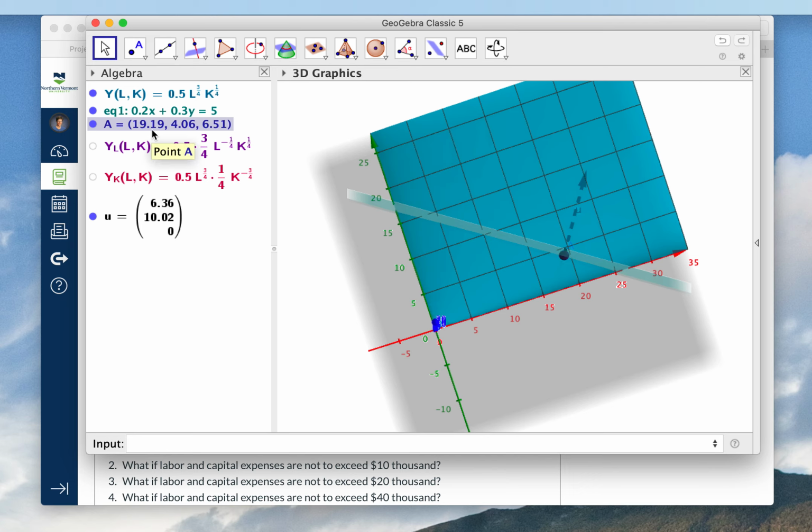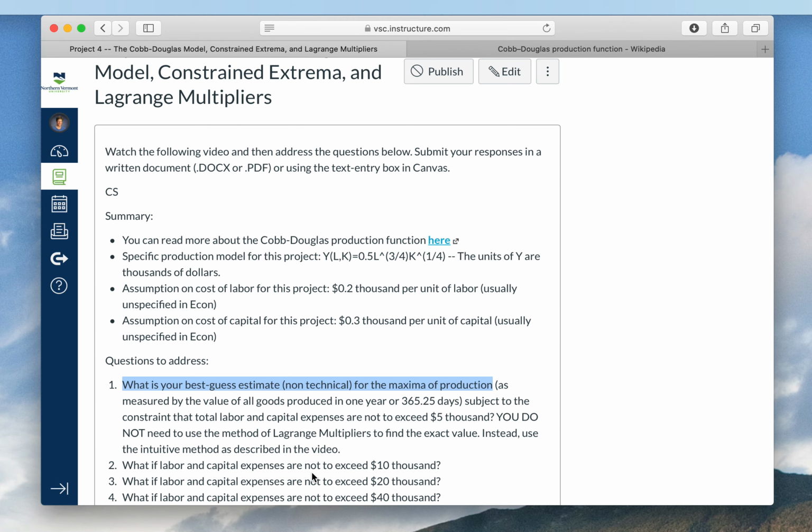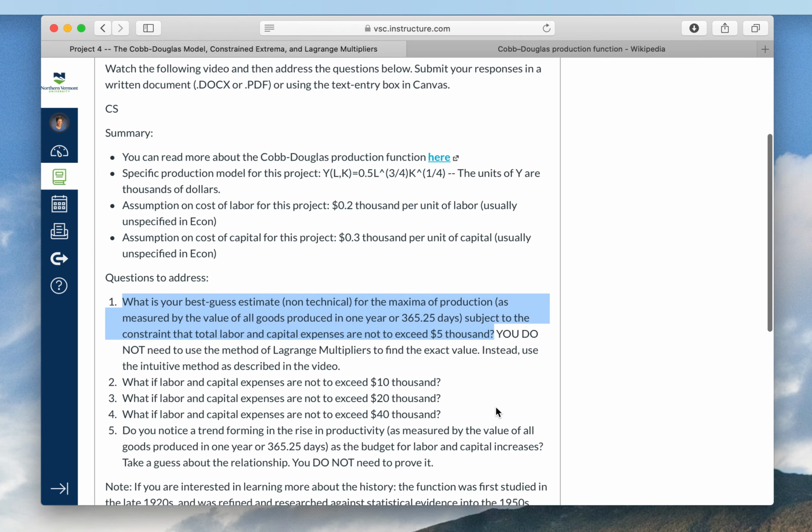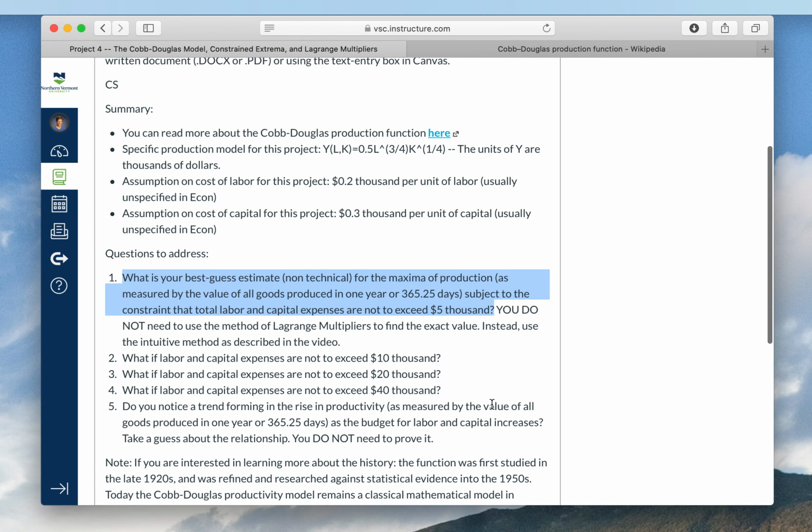Our values x and y. Now we should double check that 20% of x and 30% of y is indeed 5. But it looks like production is about 6.51. So I've done the first question for you. It looks like about 6.5 is our best estimate for the maxima of production subject to the constraint that labor plus capital does not exceed $5,000. We did not use technical Lagrange multipliers, we just used the principle of Lagrange multipliers.